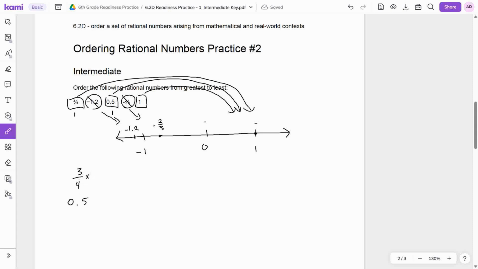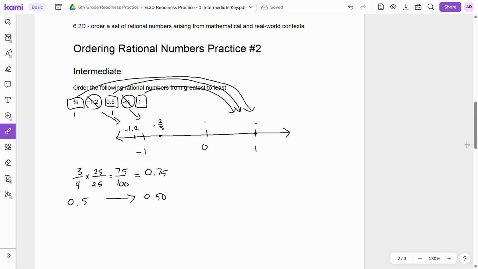Now let's change this to hundredths, multiplying by 25. You can always multiply fourths by 25 to get hundredths. That's 75 hundredths, and so that's going to be 0.75. And I'm going to bring this over. This is going to be 0.5. Let's make that 0.50. All right, so the 0.50 is less. That's going to come first.